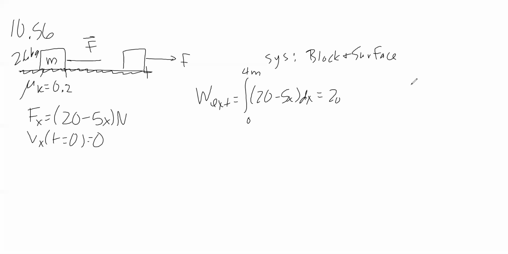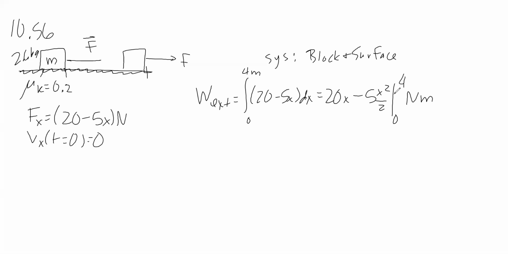Just going to give us 20, subscript 20x minus 5x squared over 2 from 0 to 4. And this has units of Newton meters, right? That 20 has units of newtons. The 5 has units of Newton meters... Oh, the 5 has to have units of newtons per meter, like a spring constant, perhaps. So we get 80 minus 40.